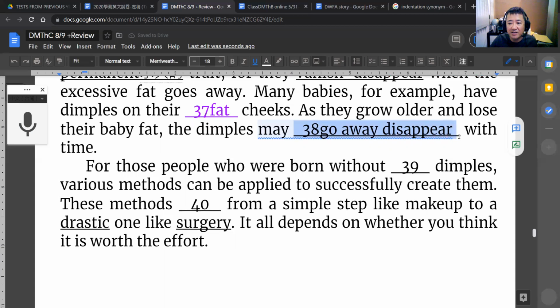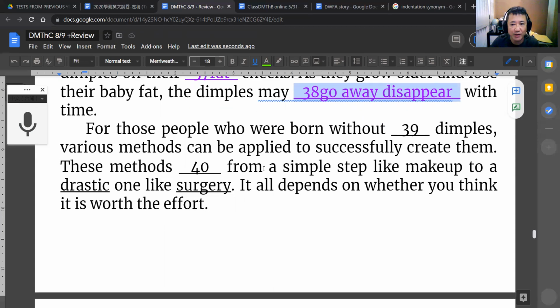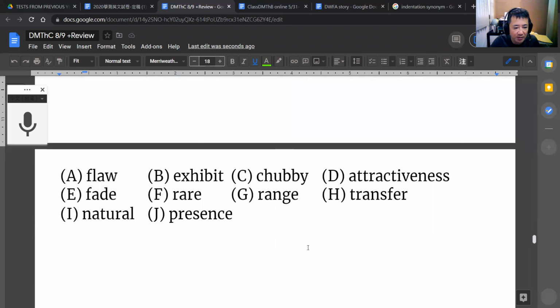Again, we're finding the, let's 锁定 a meaning we want for the 空格, and then we can find the words for it later, okay? Go away with time, okay? So there is a word in here that means go away, right?